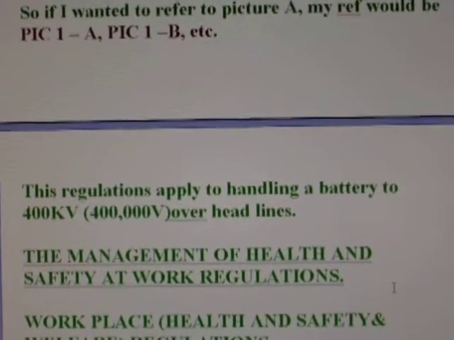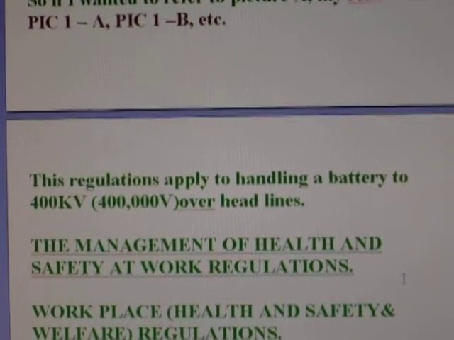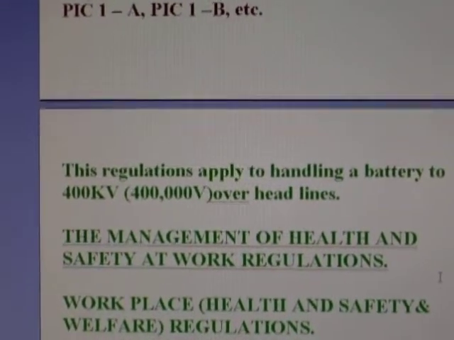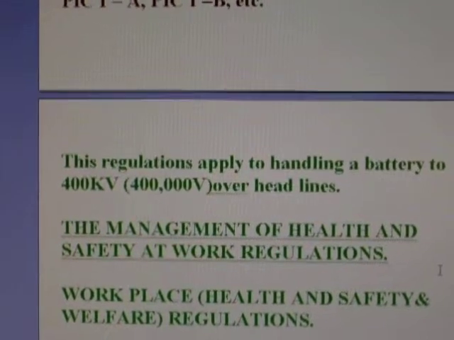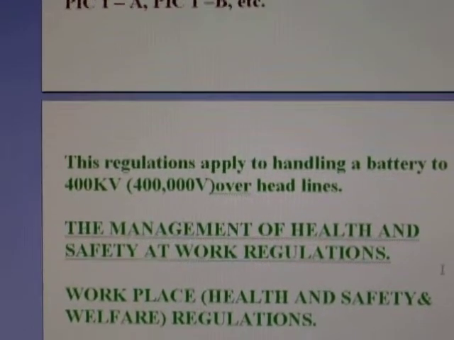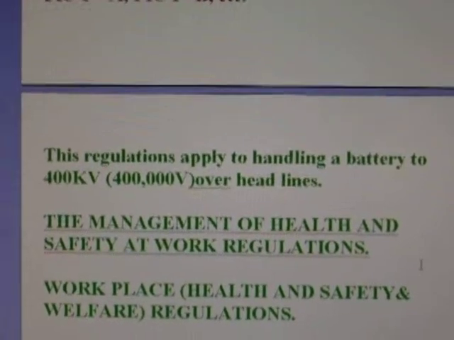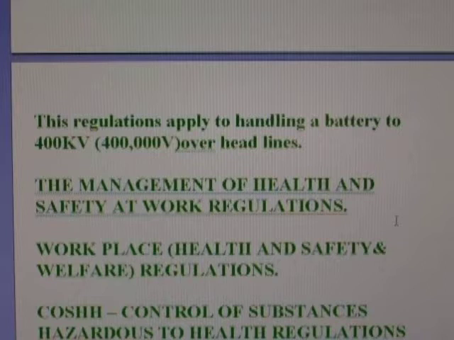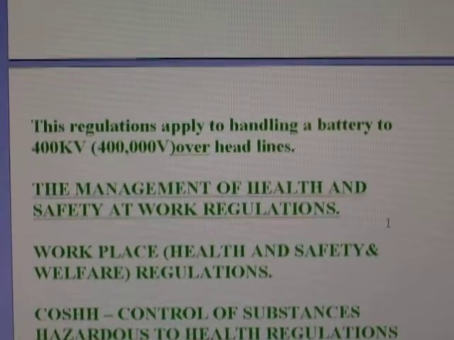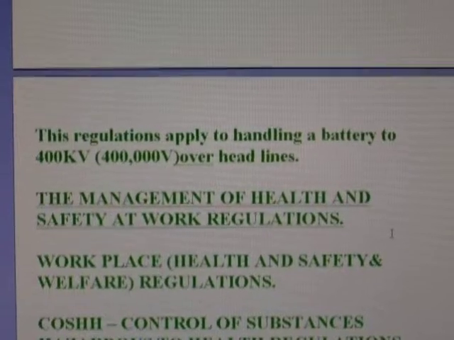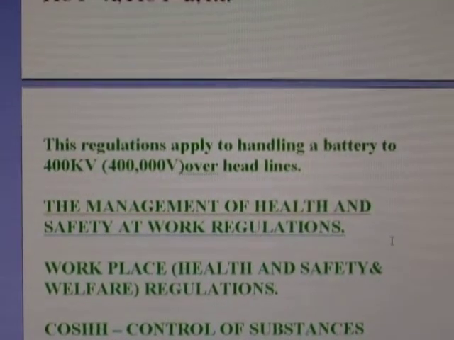Now remember that EWR regulations apply to handling a battery to 400,000 volts, or overhead lines. Alright, thank you. We'll stop there at this point before I go on to the next regulations, which would be the Management of Health and Safety at Work Regulations. And we'll look at that a little bit later.